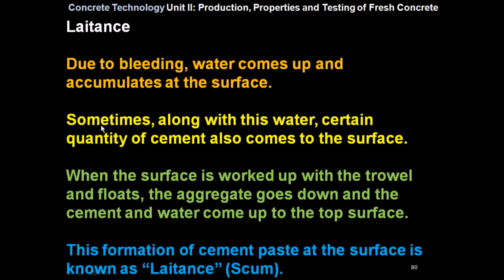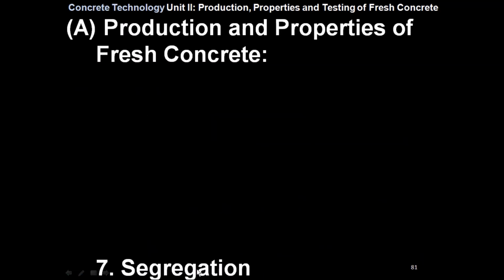Now we will see the effects. Due to the bleeding, water comes up and accumulates at the surface. Sometimes along with this water, a certain quantity of cement also comes to the surface. When the surface is worked up with a trowel and floats, the aggregate goes down and the cement and water come to the top surface. This formation of the cement paste at the surface is known as laitance, or it is also called scum. So we have seen the segregation.